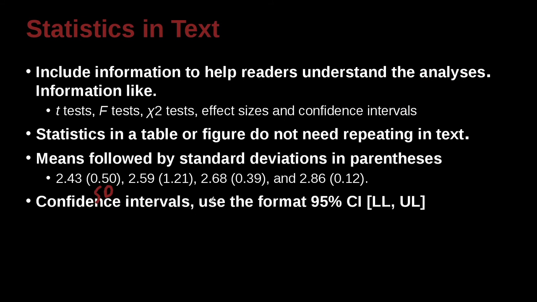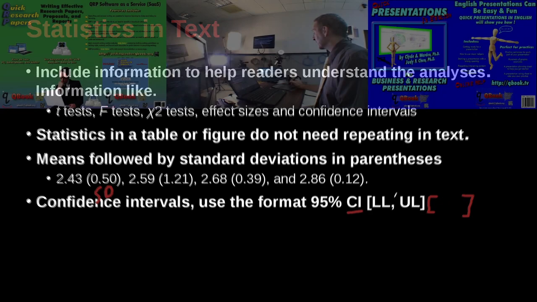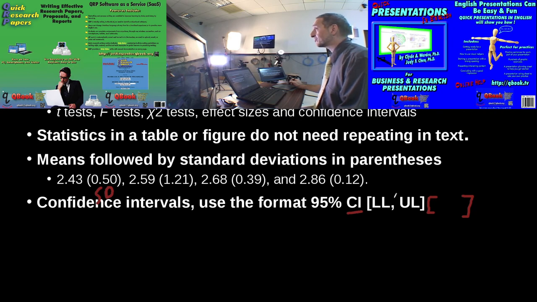Confidence intervals also, you can use a format like this. For example, if your confidence interval is 95%, then you write the CI, which means confidence interval. And then you use the bracket, left bracket, right bracket. And then you include the lower level and the upper level, that is the low number and the high number for the confidence interval.